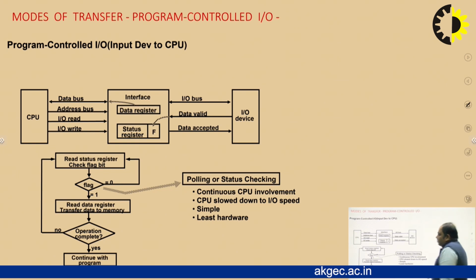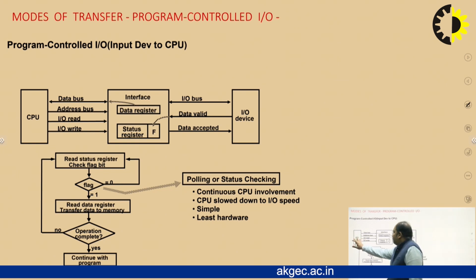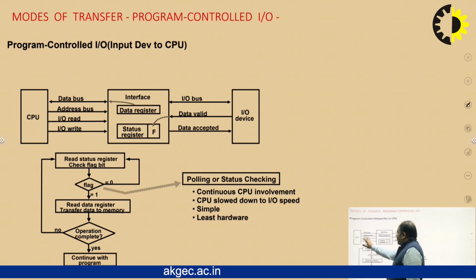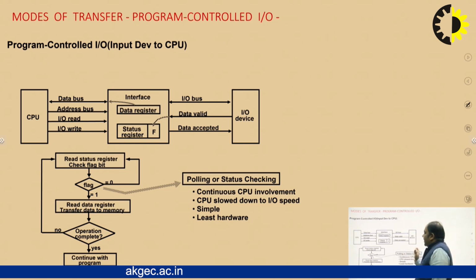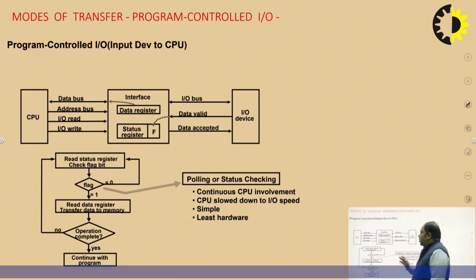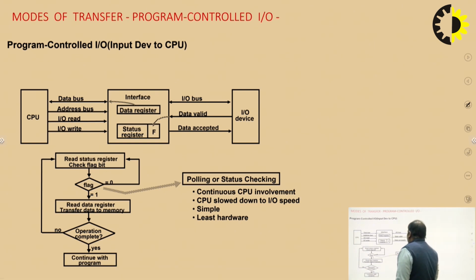In program control input output, the main work is between the CPU and the input output device. First, the address bus assigns the address that goes to the interface, which consists of the flags and data register. The operations executed are input output read and write operations. The data bus is two-way communication, which communicates with the CPU and the interface.